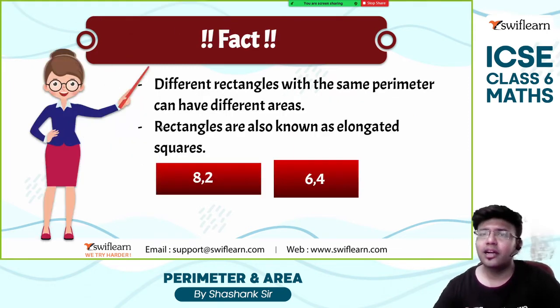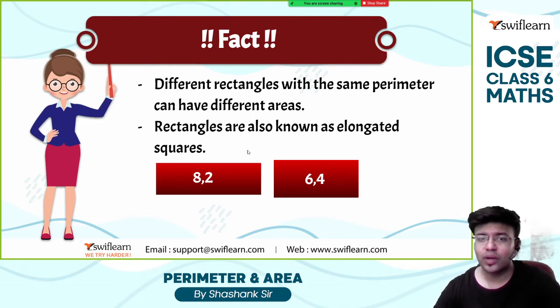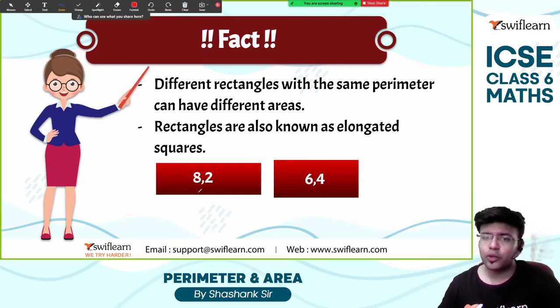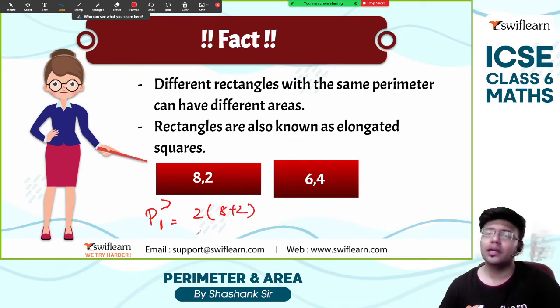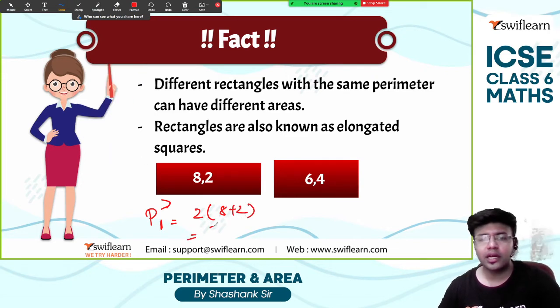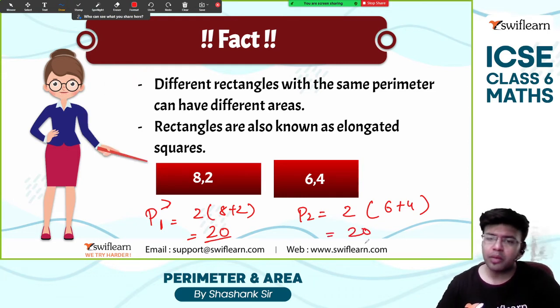Fact: different rectangles with the same perimeter can have different areas. Rectangles are also known as elongated squares. Now see here. What about those perimeters? The two sides are 8 and 2. So the perimeter of this rectangle, let's say P1, is equal to 2 times (8 plus 2). 8 plus 2 is 10. 10 times 2 is 20. Perimeter of the second one is 2 times (6 plus 4). 6 plus 4 is 10. 10 twos are 20. Now the perimeters are the same.